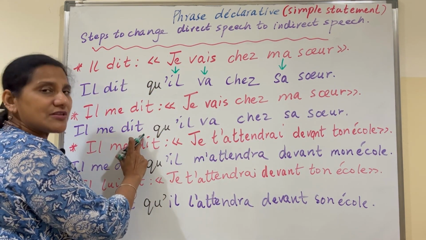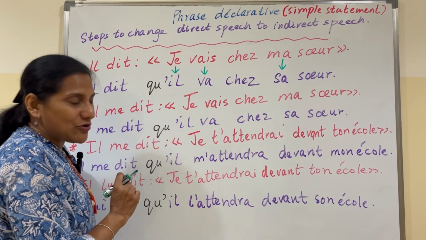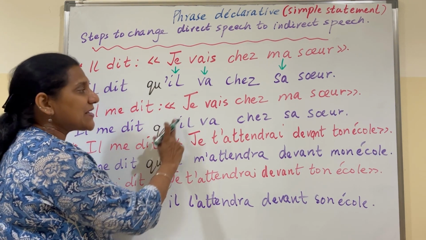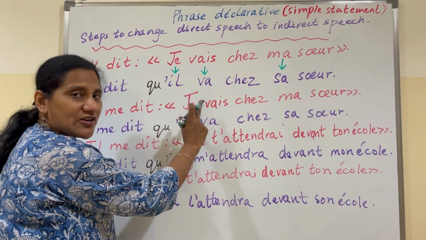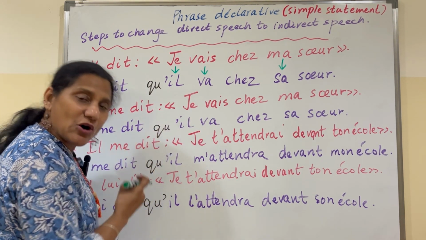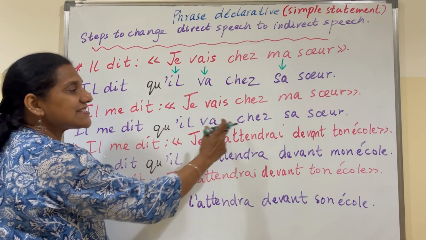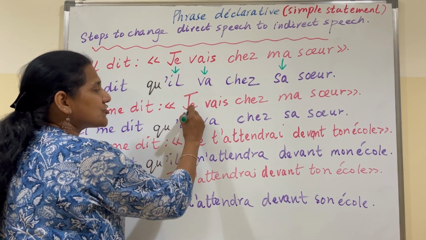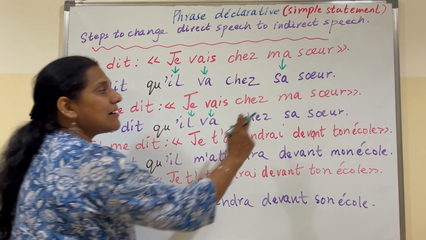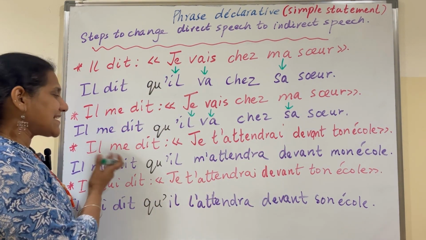So, write out the main clause, il me dit, remove the colon as well as the quotes, join the main clause with the subordinate clause using que, change the subject pronoun, the corresponding verb and the possessive adjective in the subordinate clause according to who's speaking to whom in the main clause. So, he tells me that he is going to his sister. So, je changes to il, corresponding verb will be va, ma sœur will become sa sœur. Now let's look at the next example.